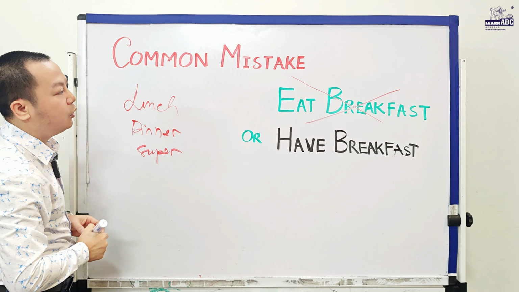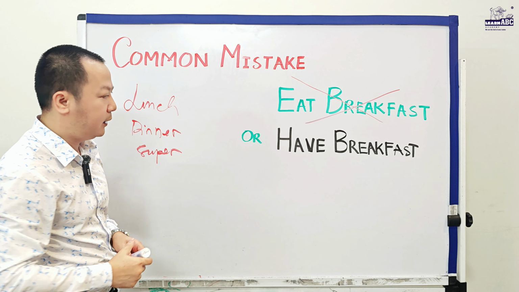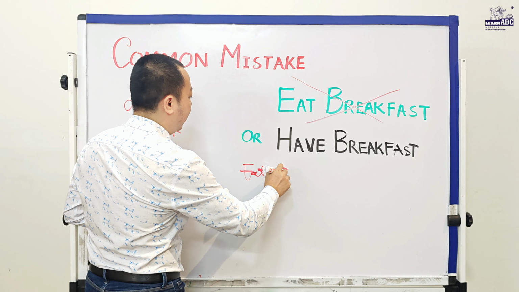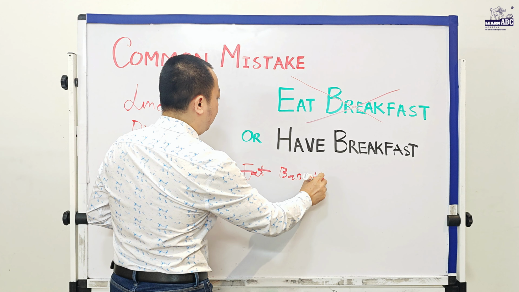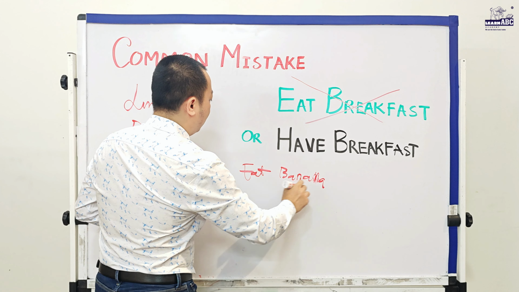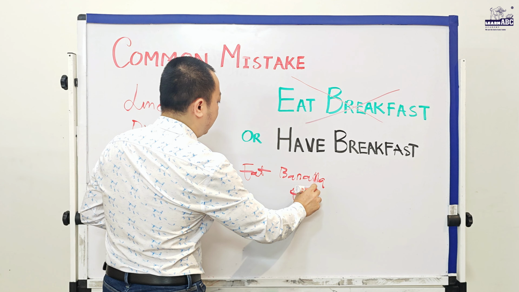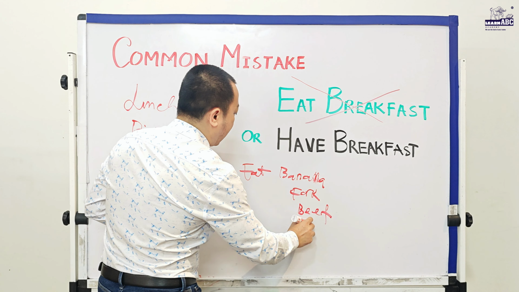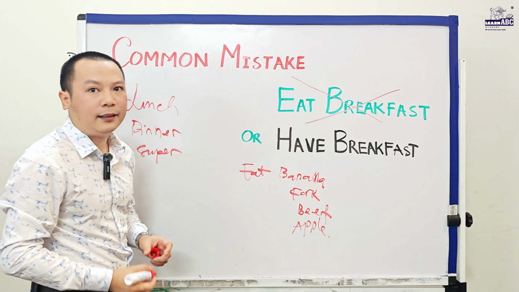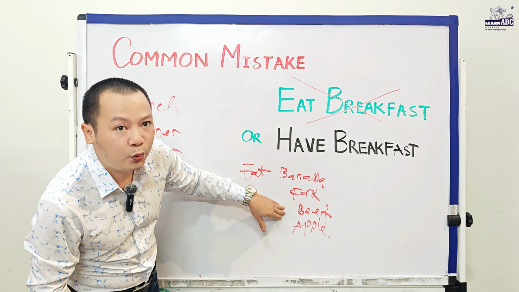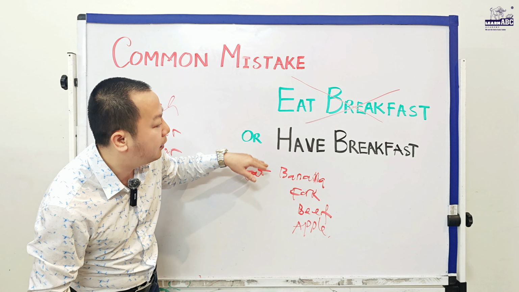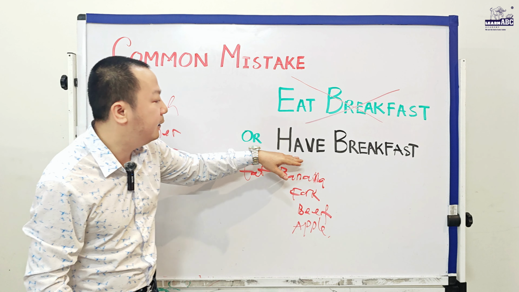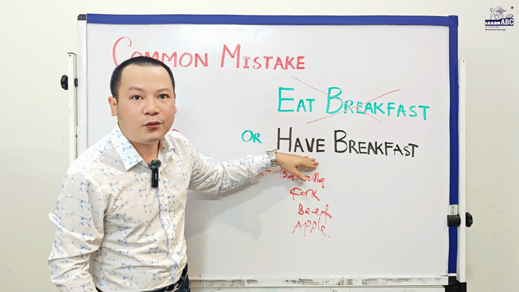We only use eat for specific food. For example, you say I eat banana, or I eat pork, I eat beef, I eat apple. Like that. This is specific food, and then we use eat. But for lunch, for breakfast, for dinner, for supper, we say have. So don't be confused, right?